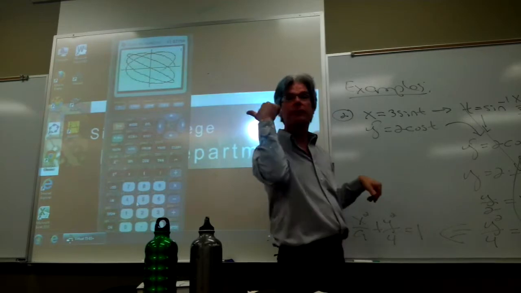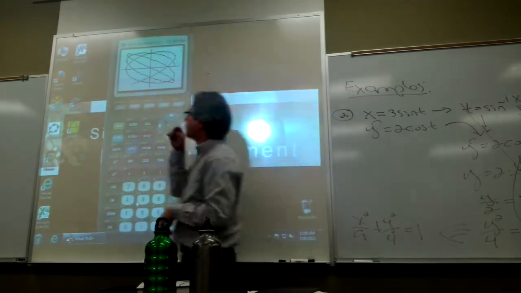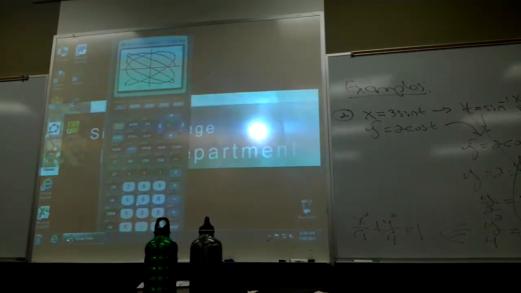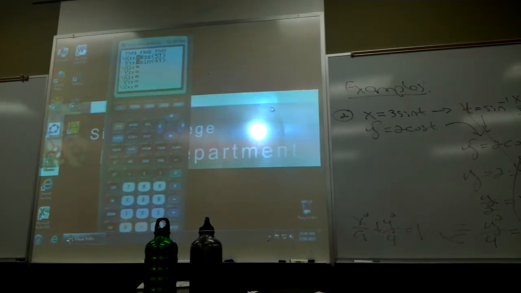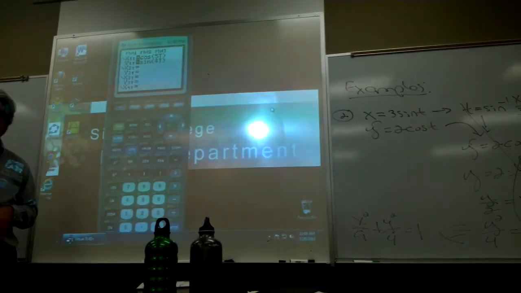This is example number 3. Example number 3 is how I typed everything in. Here's my example: cosine of 5t, sine of 4t. When I typed it in, I intentionally forced the periodicity of those functions to be different. Okay. That's cool.